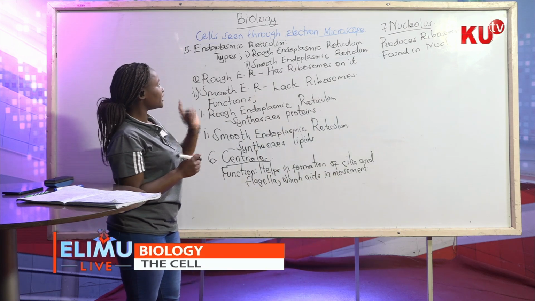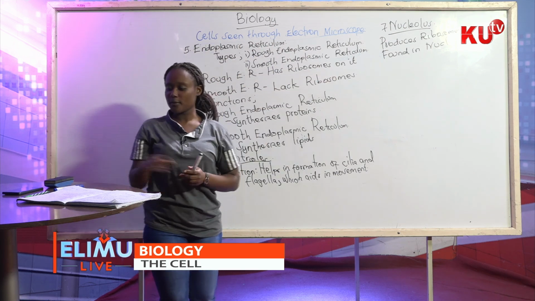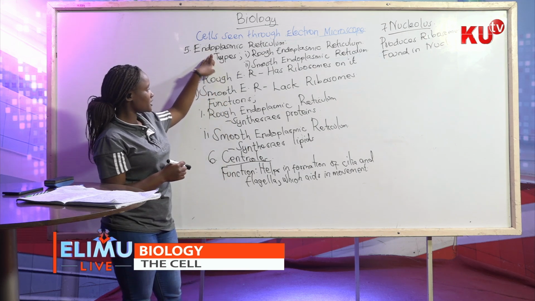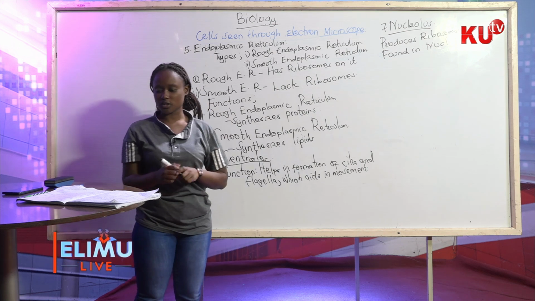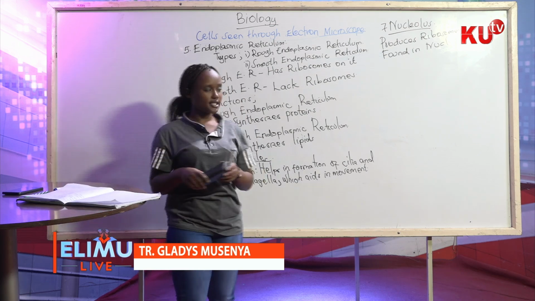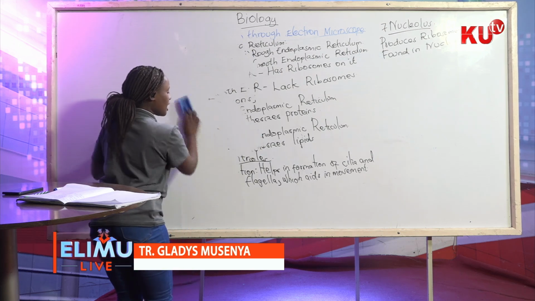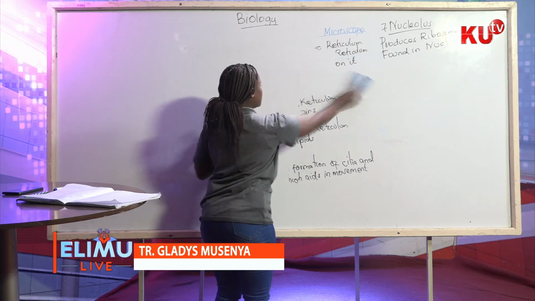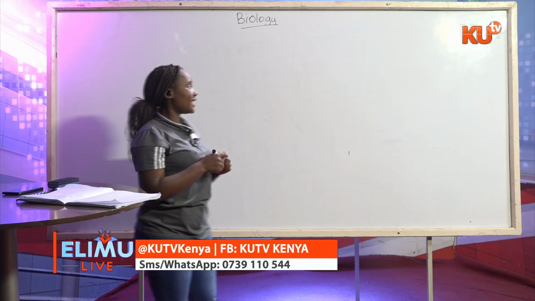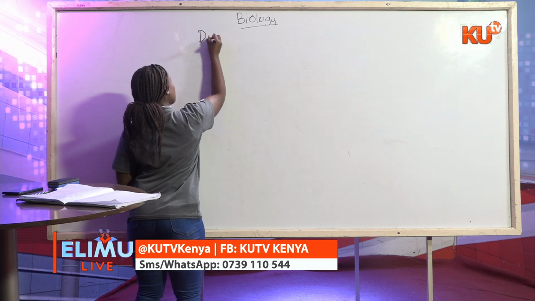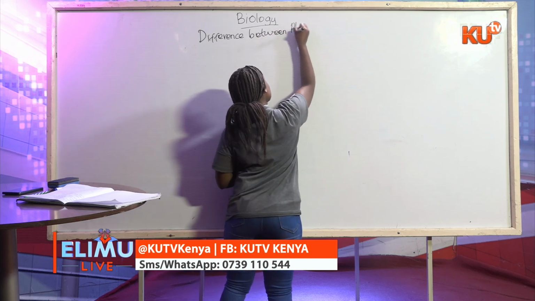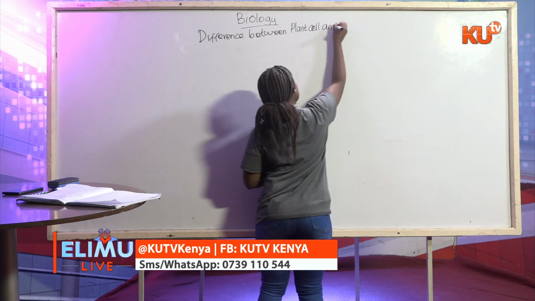We have seven organelles seen through the electron microscope. We have the Golgi bodies, lysosome, mitochondria, ribosome, endoplasmic reticulum, and then the centriole and the nucleolus. Now let's go to the cells, the differences between the plant cells and the animal cells.